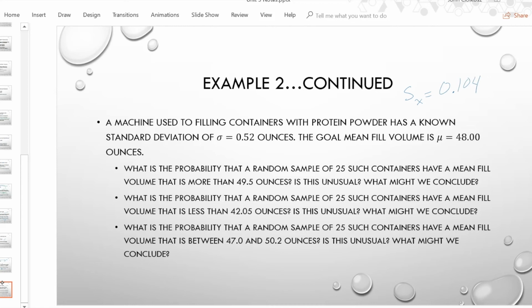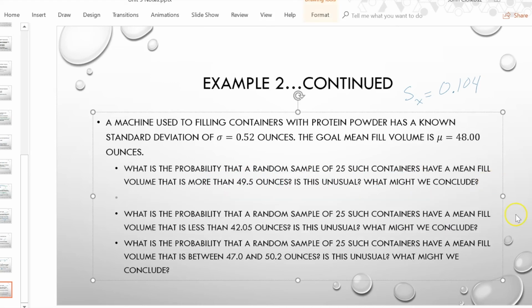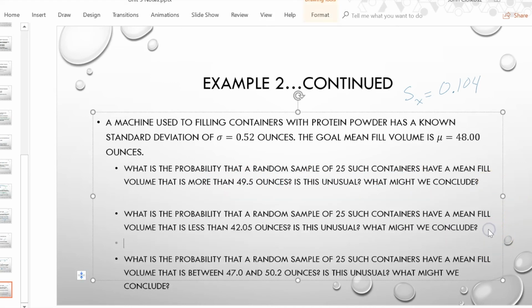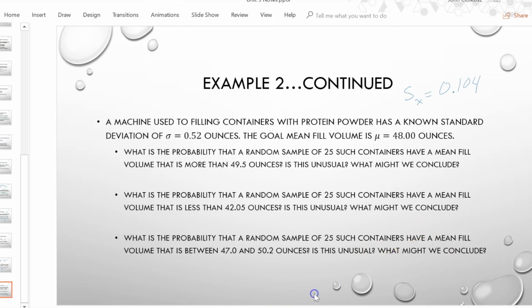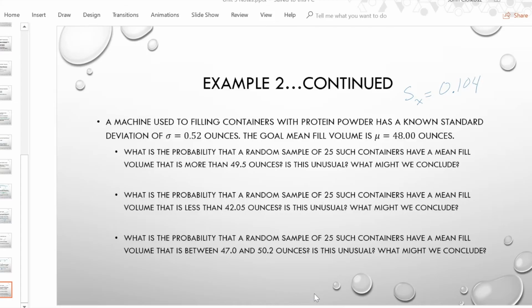Okay, so for this first one, we're going to go with the probability that a random sample of 25 such containers is more than 49.5. I put some space in here. There we go. Okay, so more than 49.5. If we think about this, that means 49.5 is my lower bound.